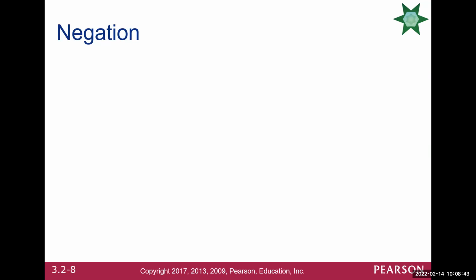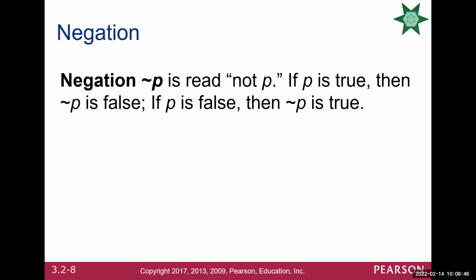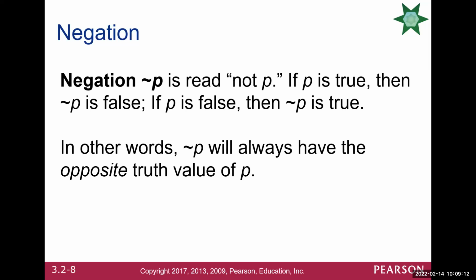Now let's talk about a negation. When we read the tilde with the P, it's read not P. So if your P statement is true, then not P is false. And if P is false, then not P is true. We talked a lot about that in the 3.1 video. The negation gives you the opposite truth value. So in other words, not P will always have the opposite truth value of P.